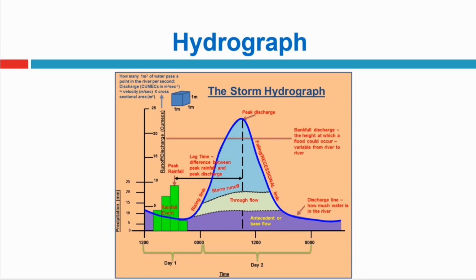So in the previous video we had discussed hydrograph. I have discussed several components of the hydrograph also. Rising limb, which is the increase of discharge in the river, and falling limb or recession limb, which is the decrease in the discharge of the river.